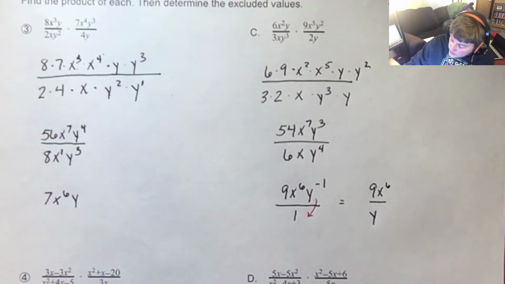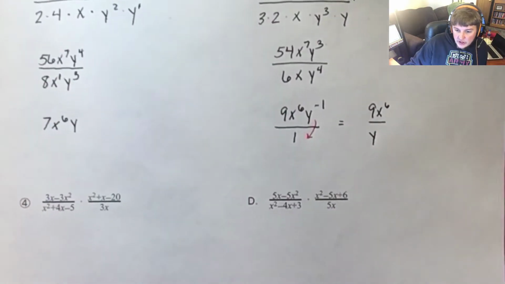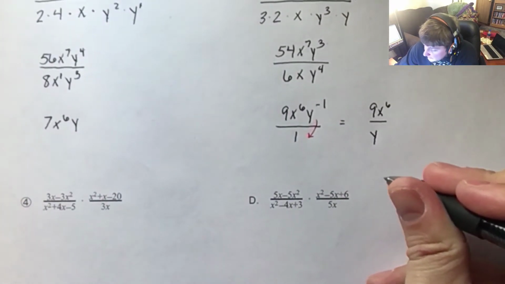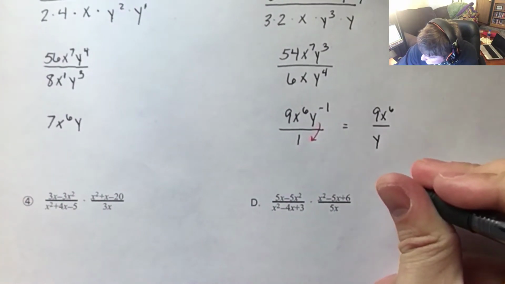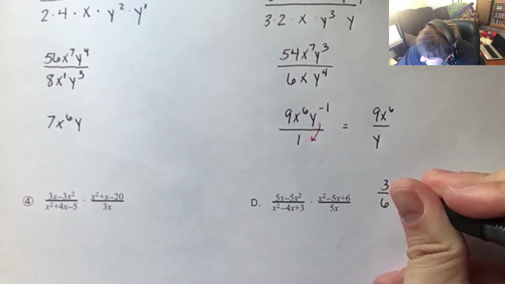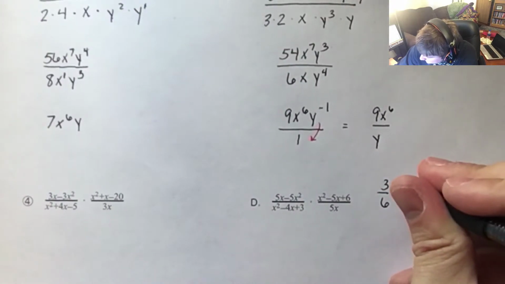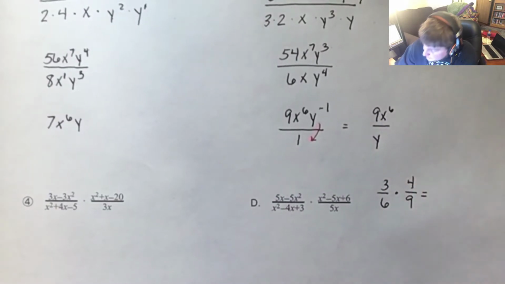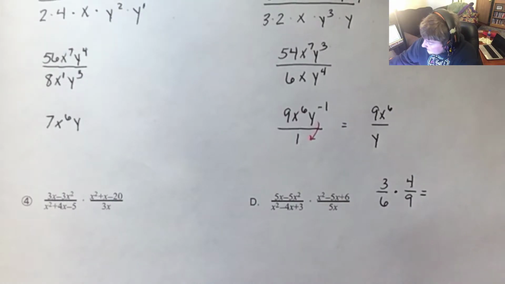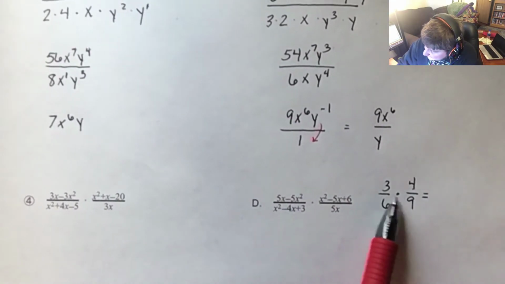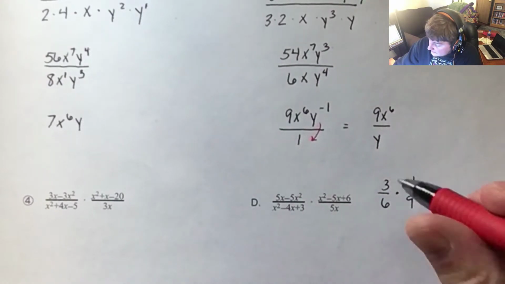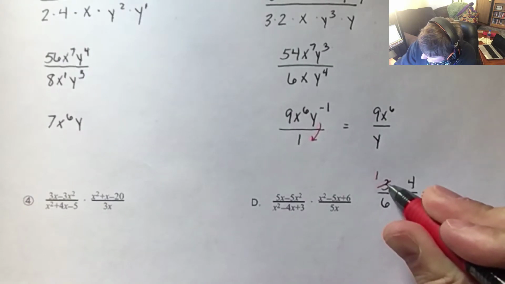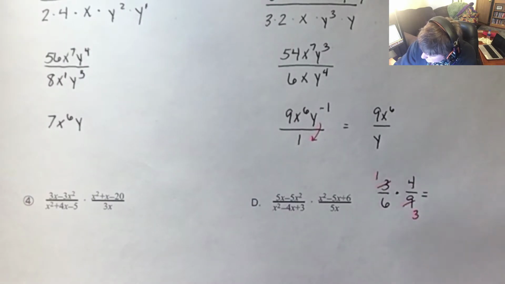All right, so now as we move forward, it's important to note that if I'm multiplying fractions and I have something like 3/6 times 4/9, we can do a little bit of cross simplification here. For example, if I look at the 9 and the 3, both have factors of 3, so I can divide a factor of 3 out to get a 1 and a 3. 3 divided by 3 is 1. 9 divided by 3 is 3.